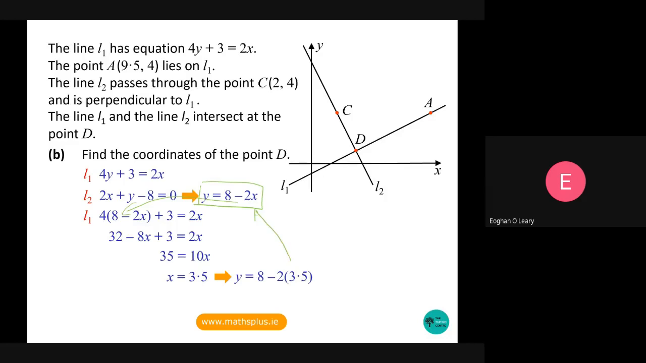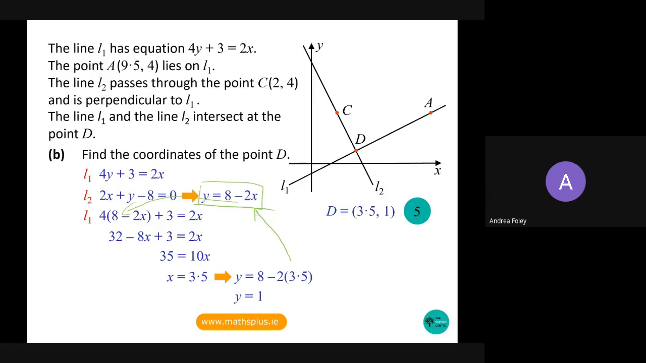Of course, I'm going to use my 3.5 in one of my equations. So I go back up to this equation here and sub in my 3.5. I get y is equal to 1. So I have my point 3.5, 1. And that was a 5-mark question. This one is marked on a 0, 3, 5 scale, so we're looking for our partial credit here.